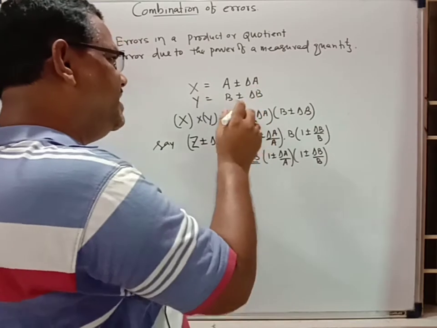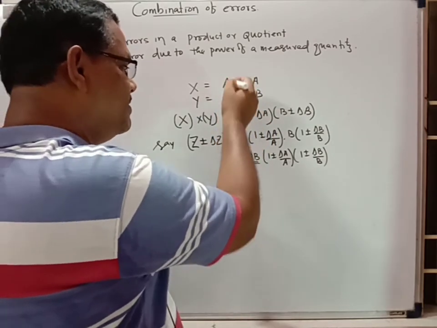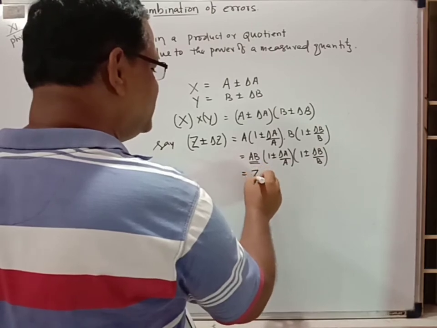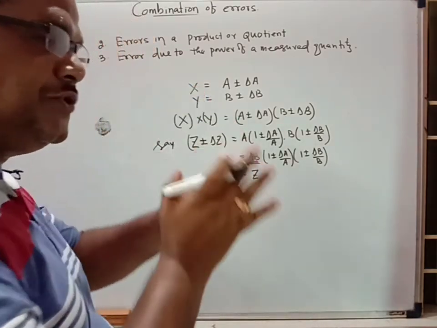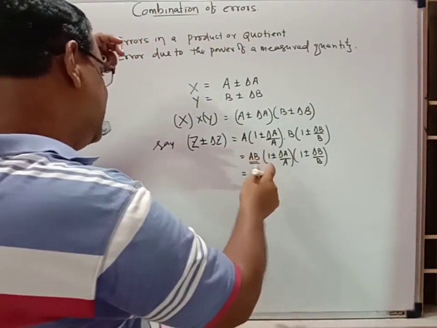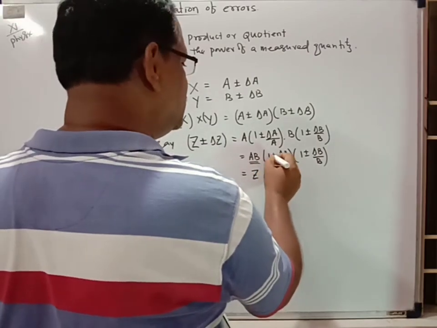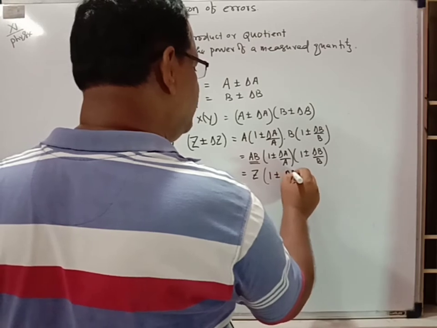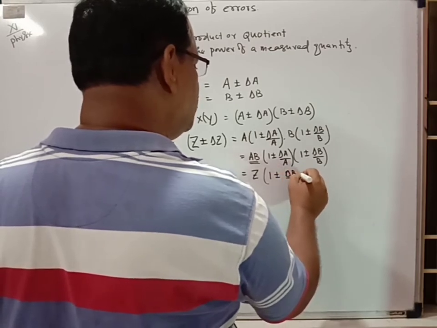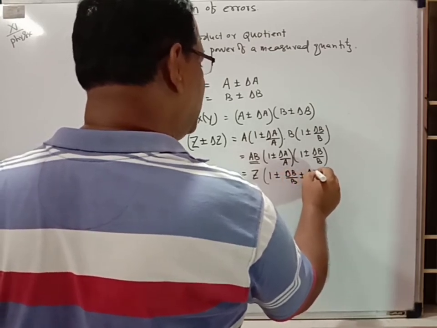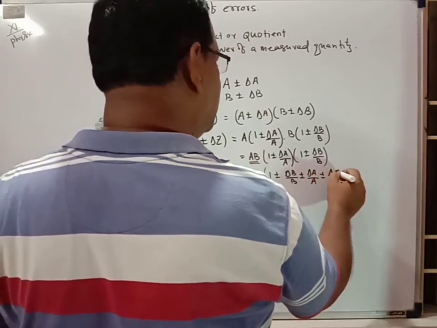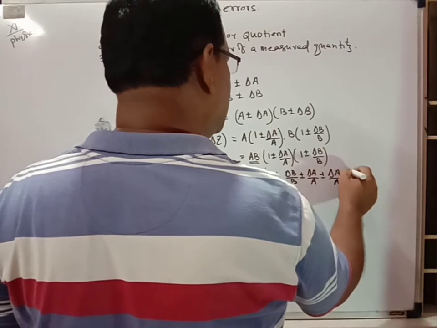Because in multiplication, the true value simply will be multiplied, that is Z. And if you multiply these things, 1 into 1, 1, plus or minus delta B by B, plus or minus delta A upon A, plus or minus delta A upon A into delta B upon B.